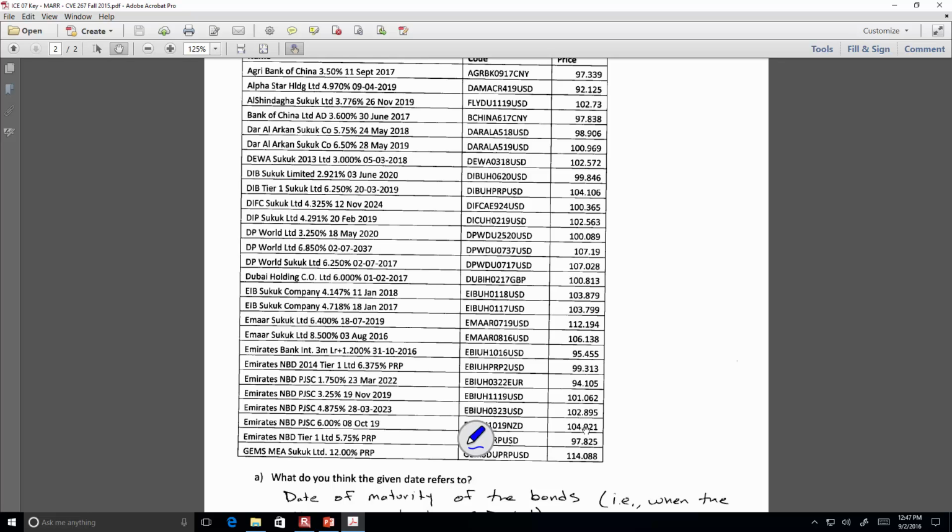Yeah. Good question. So it's in the indicated currency. So $100, 100 euro, 100 pounds, and so on.